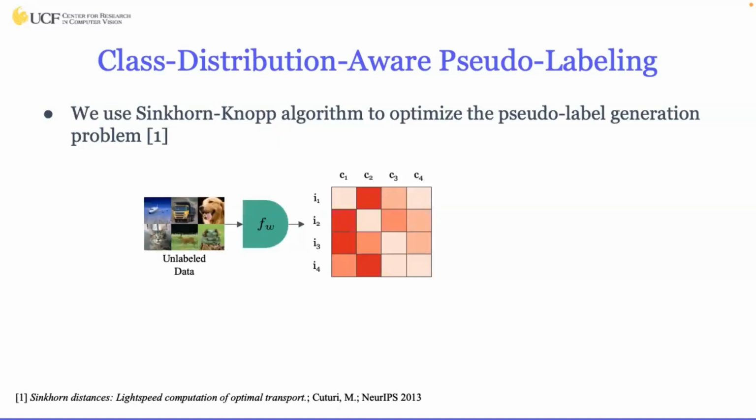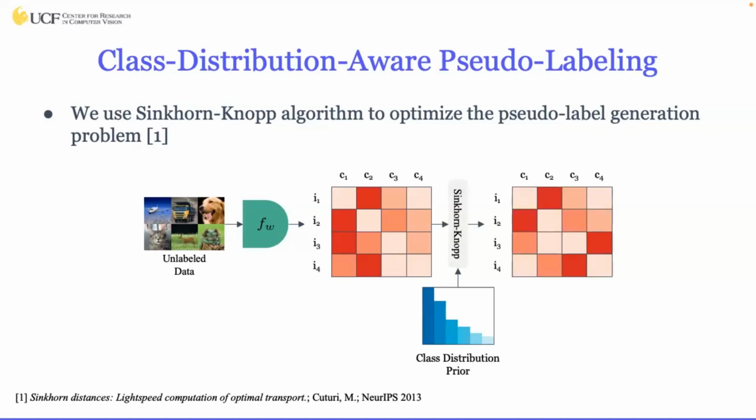And to tie everything together, let's look at a very simple example. So we have some unlabeled data, we have the network, and let's assume we have 4 classes, which are C1, C2, C3, C4, and we have 4 samples, I1 to I4. And let's assume the first 2 classes are known and the last 2 classes are unknown. Without any constraints, the network will only generate pseudo labels for the first 2 classes because the network does not have any notion of the unknown classes.